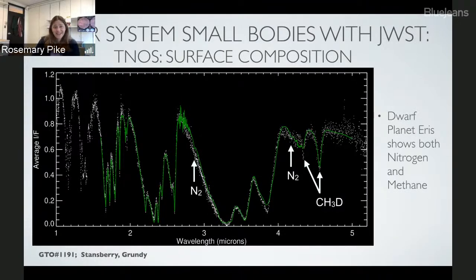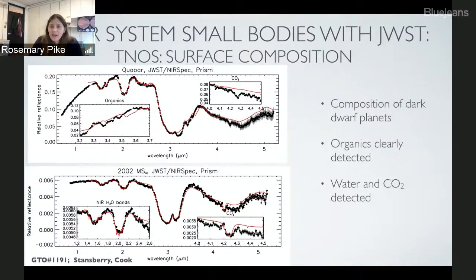So just for fun, here are some beautiful dwarf planet spectra. This one is Eris, taken from JWST, and you can see nitrogen features as well as methane features, and a lot of these volatile ices that we don't see on smaller bodies. And here we have some dark objects. So Eris is the highest albedo object in the solar system. It has a geometric albedo greater than 1. And then these are much darker objects, and so they look different.